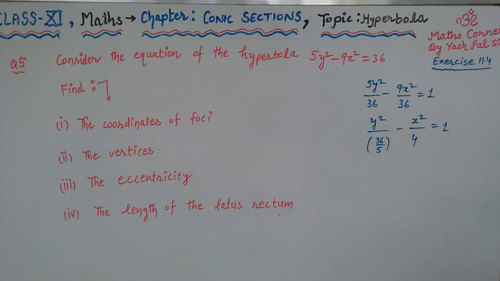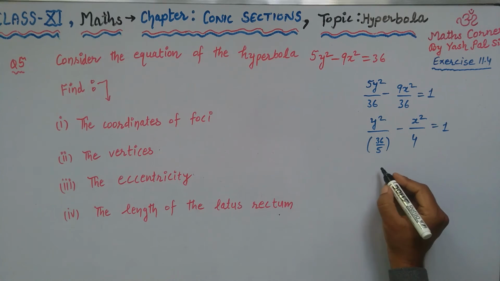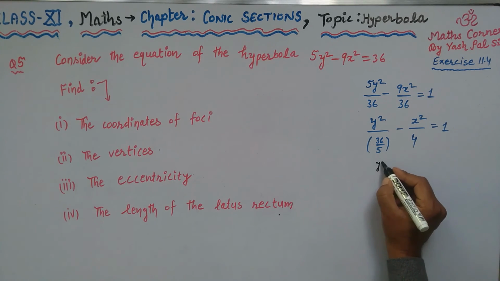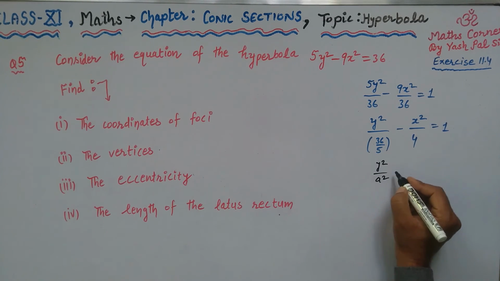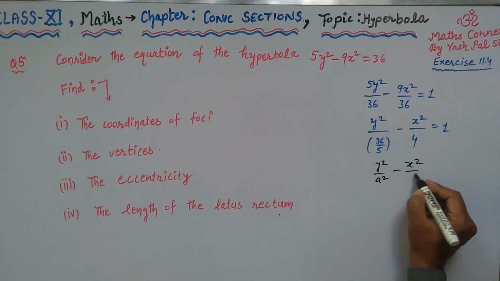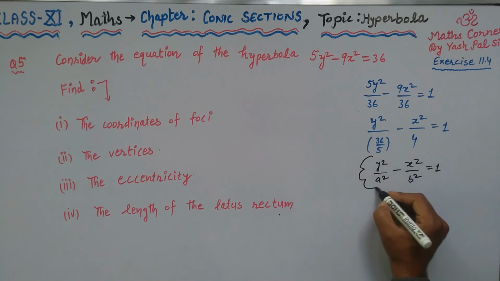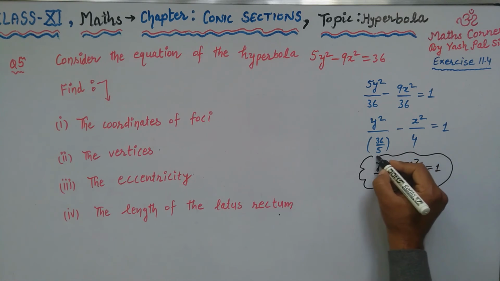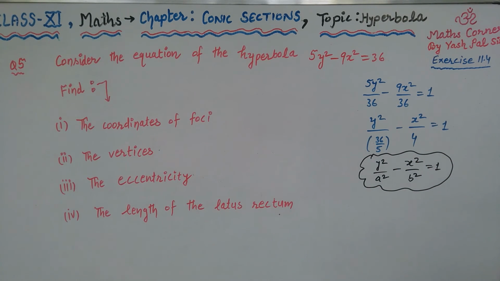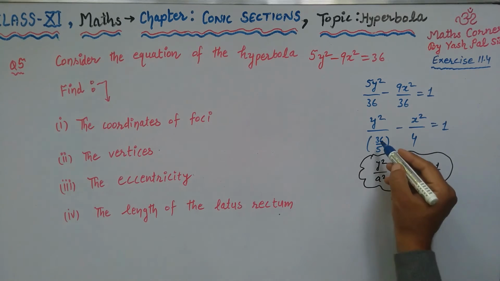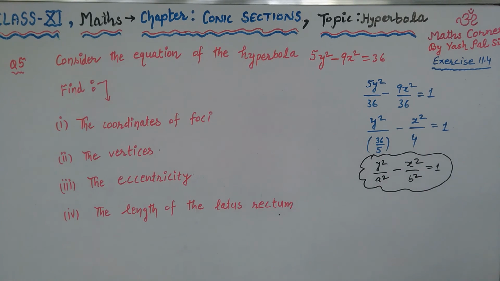Now what is next? We just compare this equation with the standard form of the hyperbola, y square upon a square minus x square upon b square is equal to 1. This is the standard form in this question. So we have a square equal to 36 upon 5 and b square equal to 4.